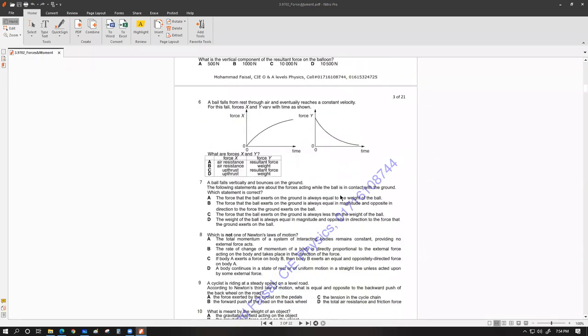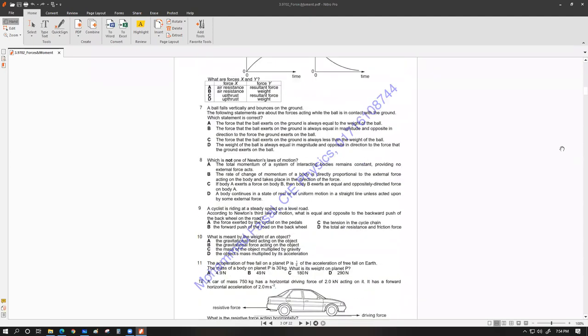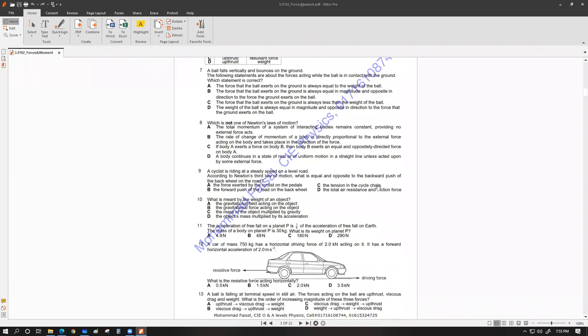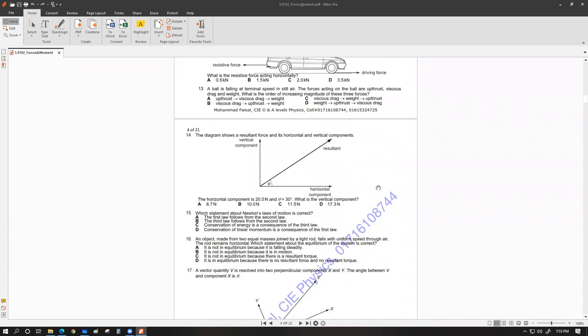Ready number three? No, sir. Page number four.